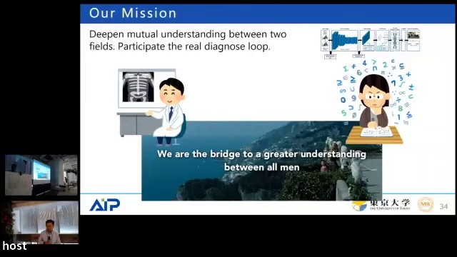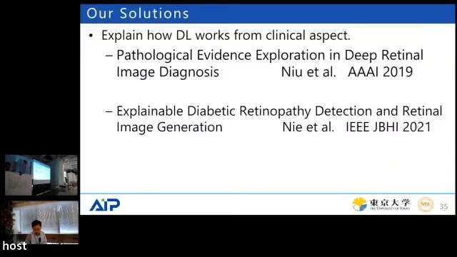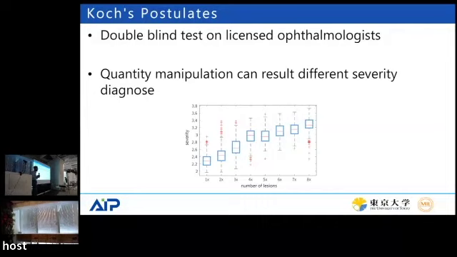So basically, our mission, our solution, is to try to deepen mutual understanding between the two fields and participate in the real diagnosis loop. For example, some previous work explains how deep learning works from the clinical aspect. The technique is simple, we just use GAN. But the interesting thing is that we evaluated our results by fooling the doctors. We made a double-blind test. We generated images with a manipulated number of lesions, mixed them with real images, and asked the doctors to make the diagnosis without telling them which was real and which was not. And they could make the diagnosis perfectly, as we expected.